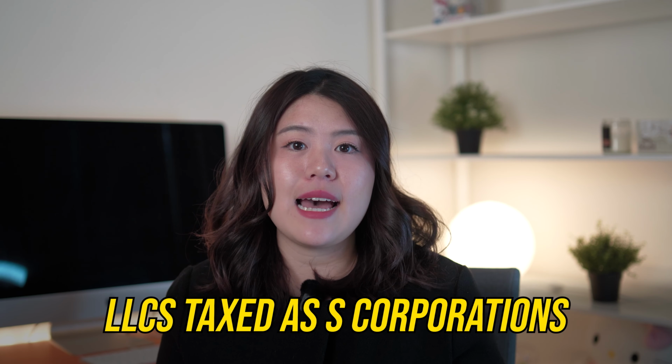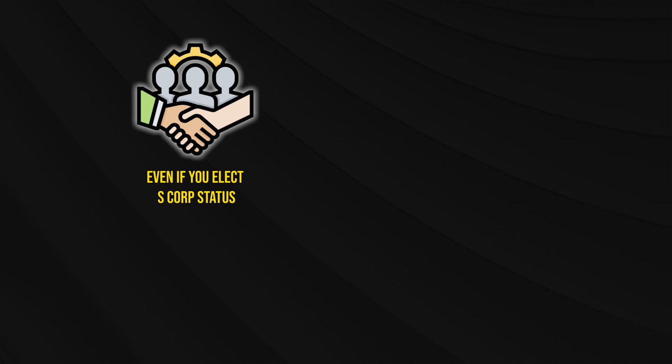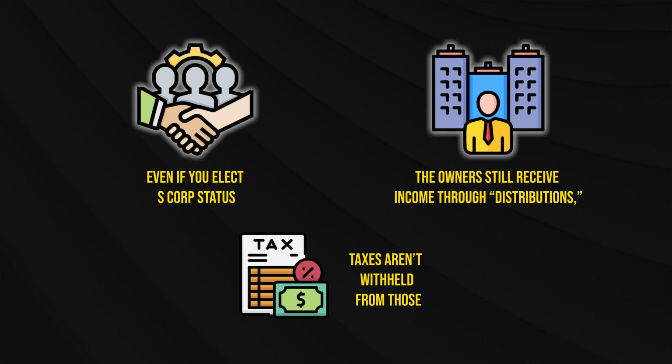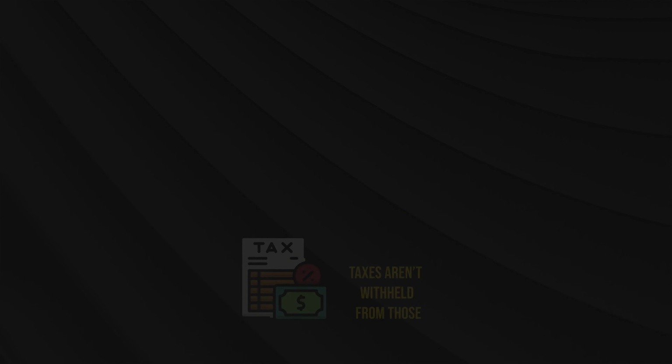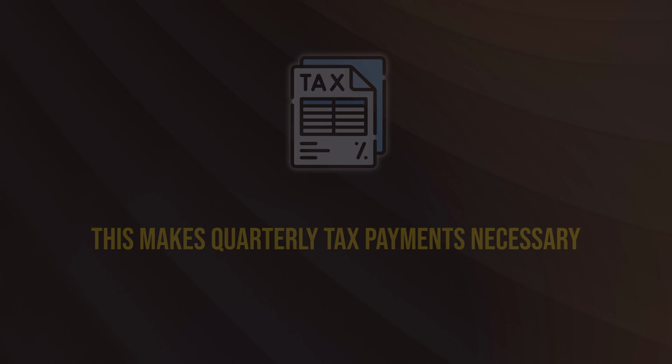LLCs taxed as S corporations. Even if you elect S corp status, the owners still receive income through distributions and taxes aren't withheld from those. This makes quarterly tax payments necessary so you stay compliant and avoid underpayment penalties.